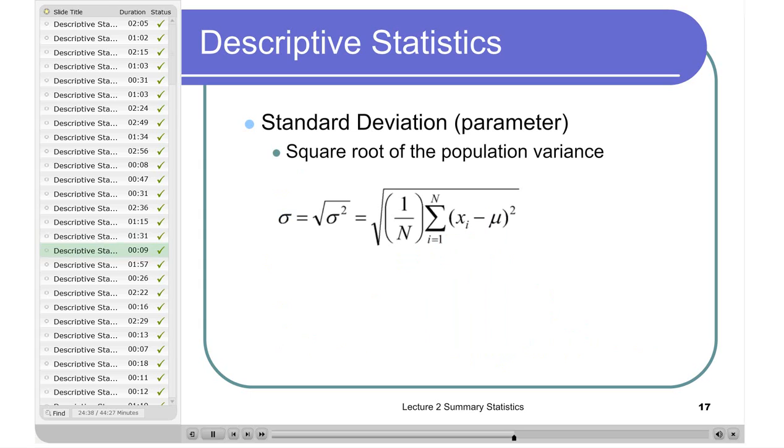There isn't really anything new on this slide. This slide just shows that the population standard deviation is equal to the square root of the population variance.